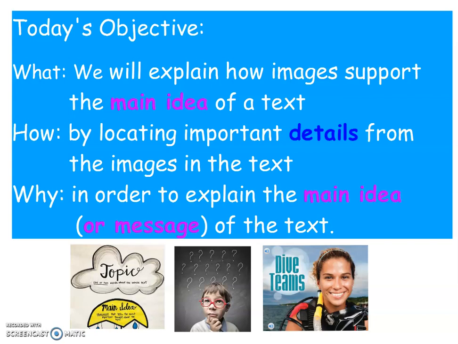So we'll go ahead and get started with the objective. What we are going to do, we will explain how images support the main idea of a text. And this is a little bit different. We're going to talk about main idea versus main topic today. So we'll do that in a second. How? By locating important details from the images in the text. And why? In order to explain the main idea or message of the text.